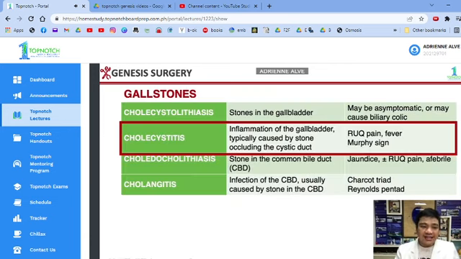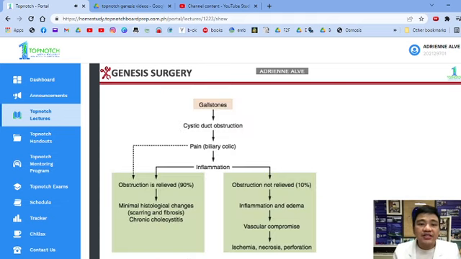We're now moving with cholecystitis. So itis, di ba? It denotes inflammation. So merong inflammation na nangyayari within your gallbladder that would cause you signs and symptoms like right upper quadrant pain, fever, and then your Murphy's sign. So what happens when you have cholecystitis? So ang start point lagi niyan is of course you have to have gallstones.